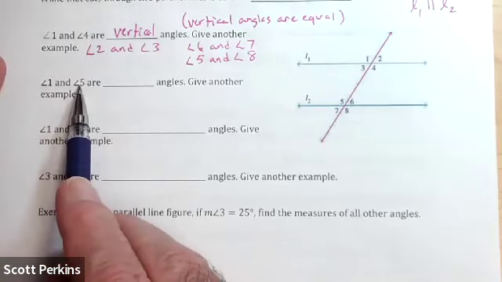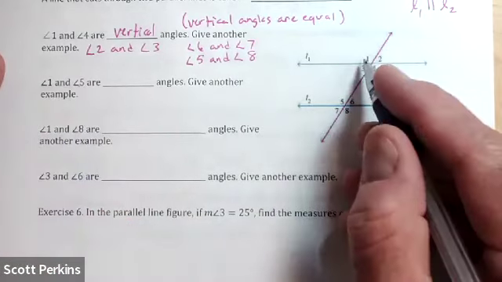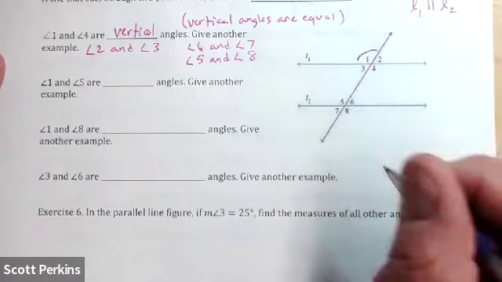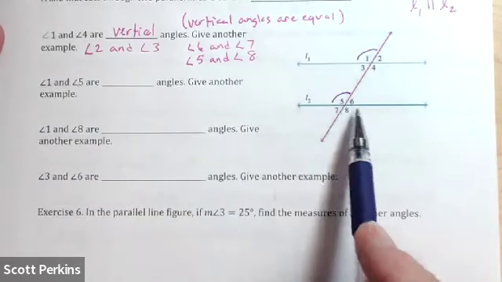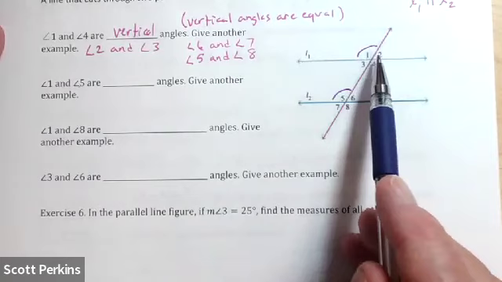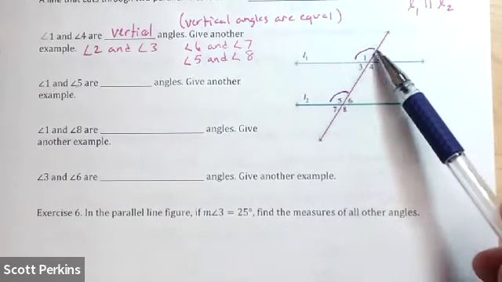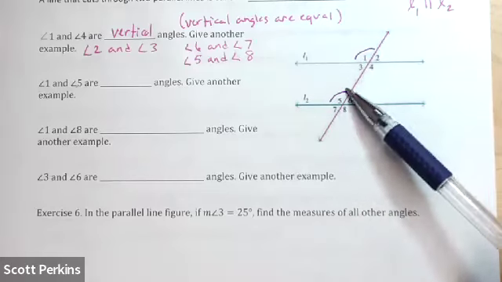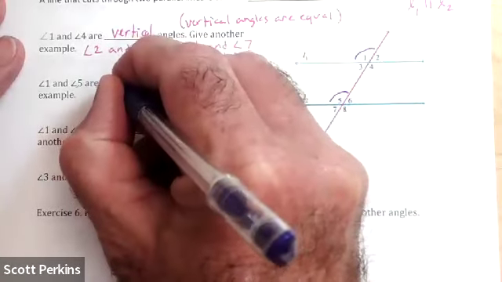Angle one and angle five, these are defined by our parallel lines and the transversal. Angle one is up here, and angle five is right here. So I've put a little arc on both so that we can see. Now here's the thing to notice. With respect to the two parallel lines, these two angles are in the same position. They're both top left, right? Does that make sense? When you have angles that are in the same position with respect to your parallel lines, they are called corresponding.